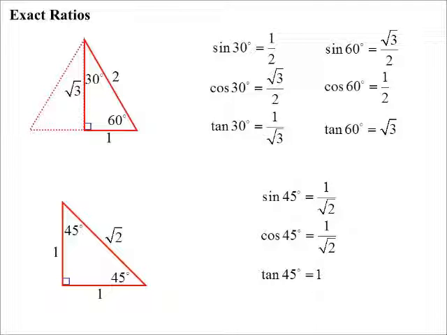Sine of 45 is 1 on root 2. Cos of 45 is 1 on root 2. They're the same. That's because 45 and 45 equal 90. They're complementary ratios. And tan of 45 is 1.